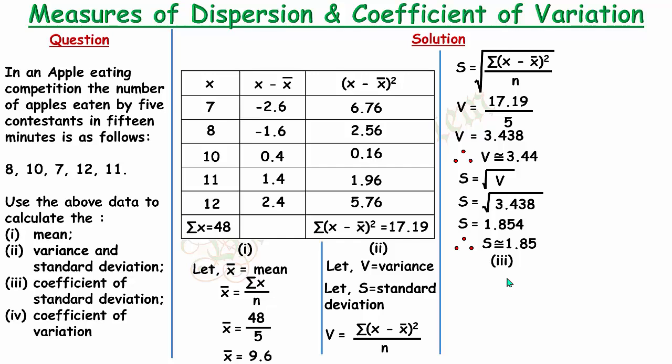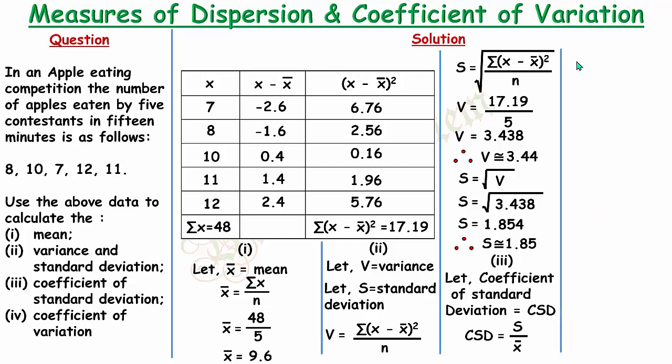Okay, now to the third part of the question, coefficient of standard deviation. I will say let the coefficient of standard deviation be CSD. Now the coefficient of standard deviation equals the ratio of the standard deviation to the mean. Already I've gotten my standard deviation as 1.854 or 1.85 as the case may be, and then my mean is 9.6. All I need to do is to plug it in.